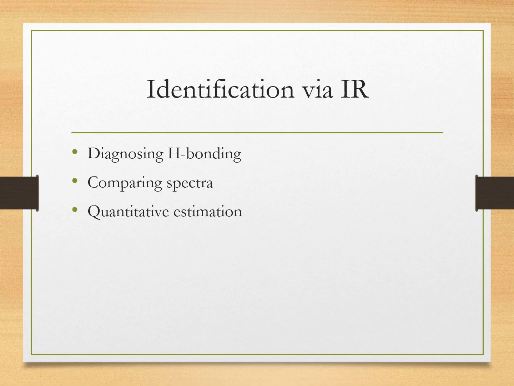Identification by IR. IR spectroscopy is used as a diagnostic tool to determine whether hydrogen bonding is present. By comparing the positions and shapes of OH, NH and C=O peaks, chemists can identify the presence and type of hydrogen bonding, strength of interactions, and intermolecular versus intramolecular bonding. This makes IR a powerful structural characterization method.